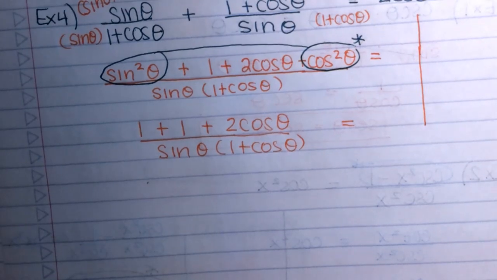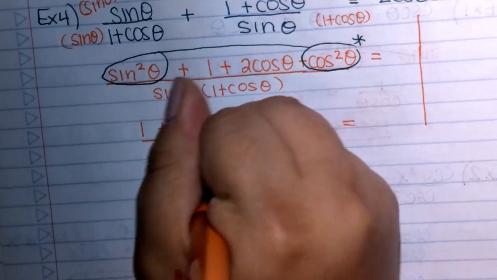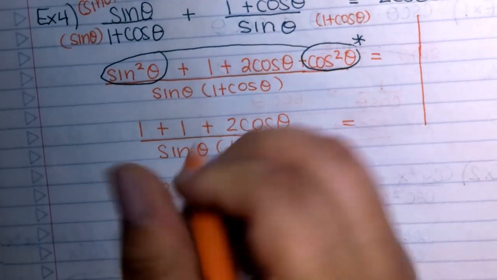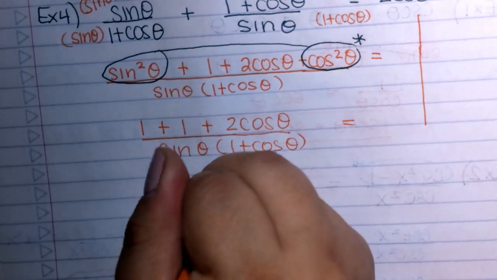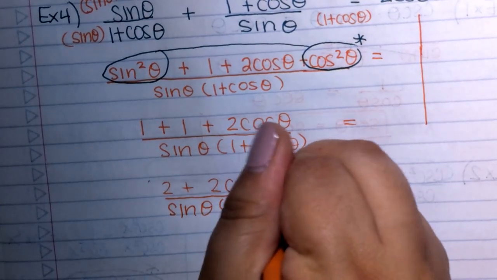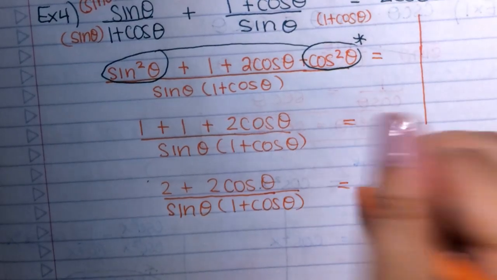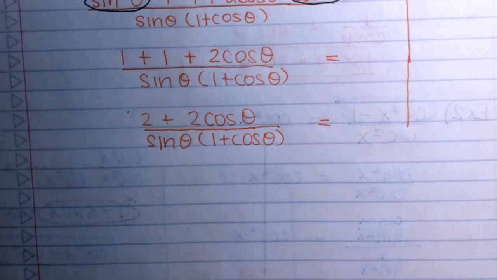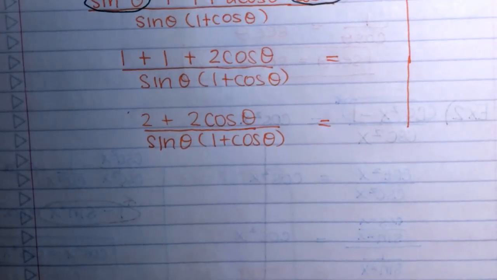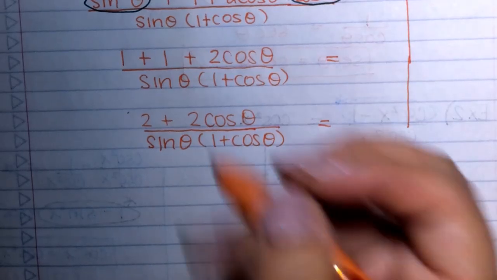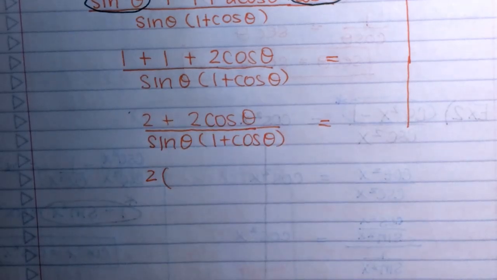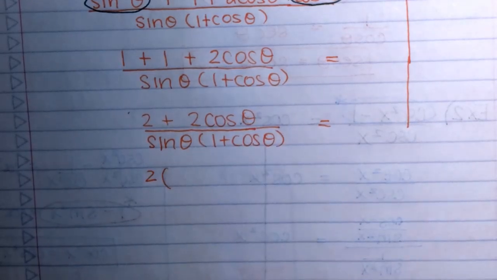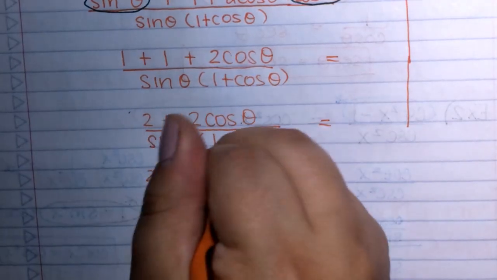And guess what we're going to do next? What's 1 plus 1? 2. Now, honestly, I would be fine with you doing that in one step. I am not, because it's your notes and I want you to see a thorough explanation of this. And then a common factor. What's my common factor here? 2. I can factor out a 2. And if I factor out a 2, what am I left with? 1 plus cosine.